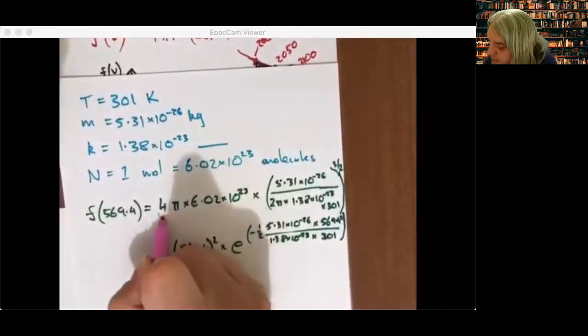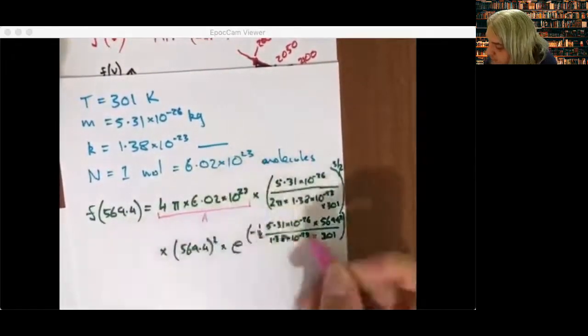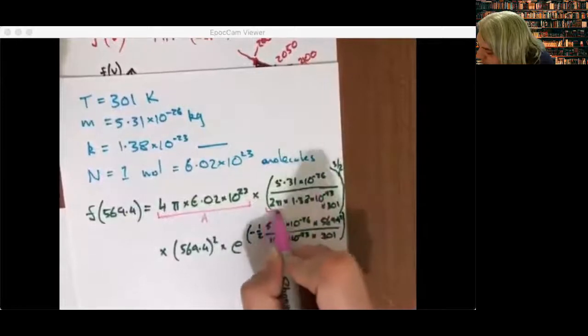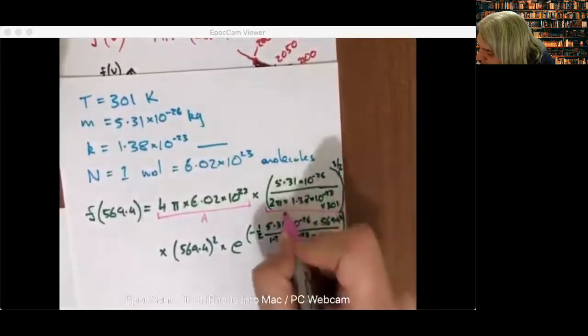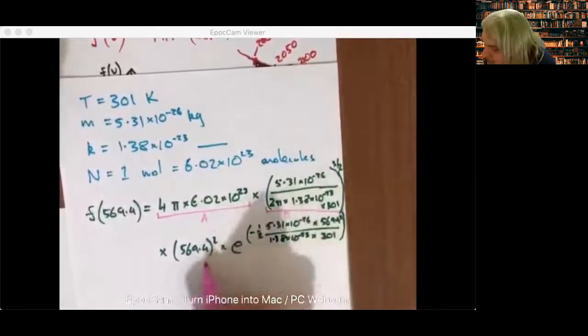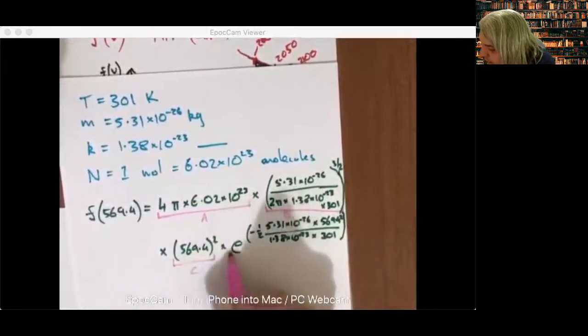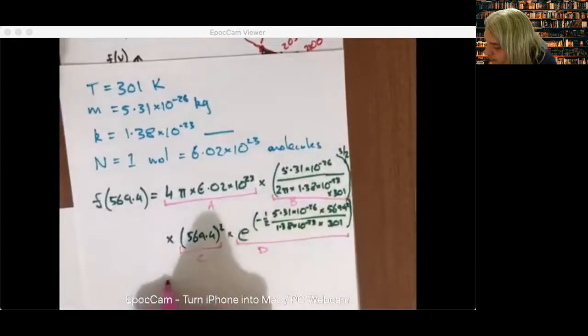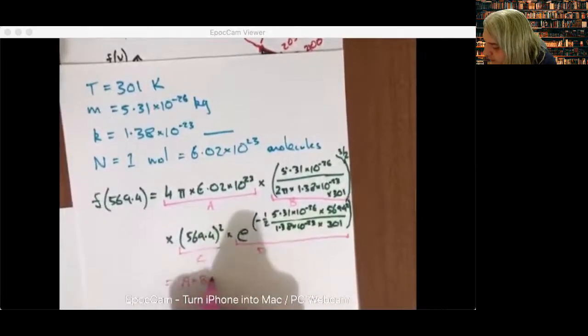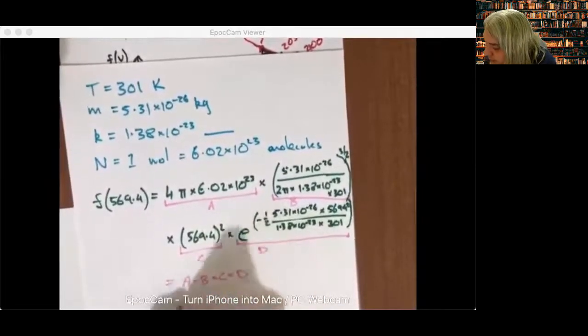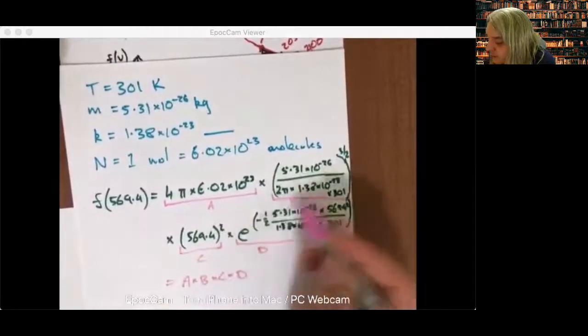So what I would do is I would do this, and I'd call this term A, or 1, or whatever you want. I'd call this whole bracket to the power of 3 over 2 term B. I'd call this V squared term C, and I'd call this exponential term D. And so now I know that it's equal to A times B times C times D. And then I'd go and calculate each of them individually.